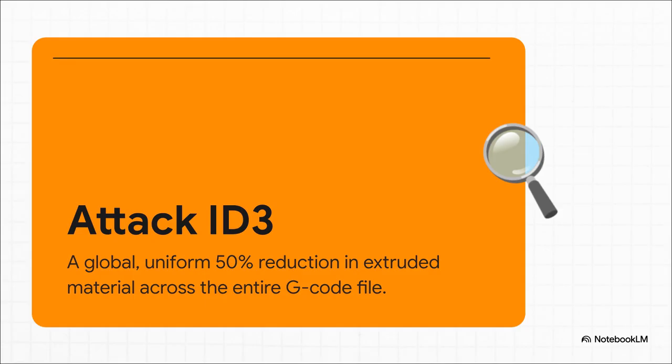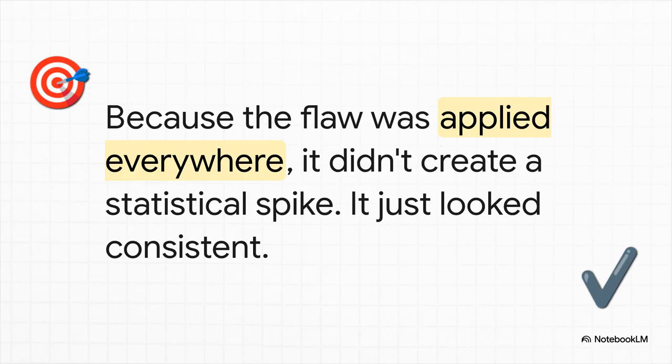Remember that one? This was the attack that didn't just change a few commands in one little spot. Instead, it reduced the amount of extruded material by exactly 50% across every single line of the code. And that's exactly why it was so devious. Because the change was applied globally and uniformly, it didn't create a weird statistical spike, it didn't look like an outlier, the file didn't seem broken at all. It just looked like a different but totally valid and internally consistent G-code file. It blended in perfectly, fooling both the human-led checks and the AI.